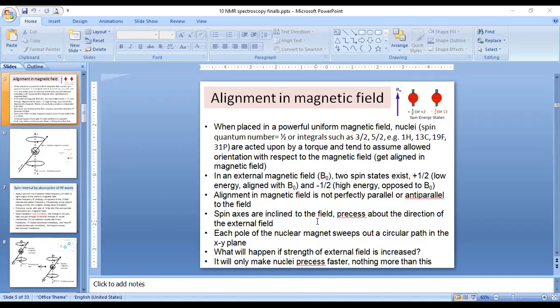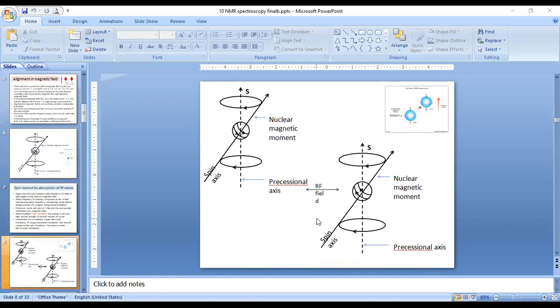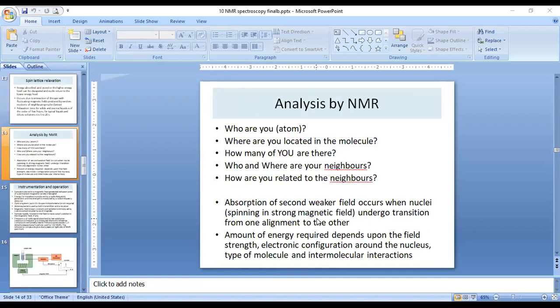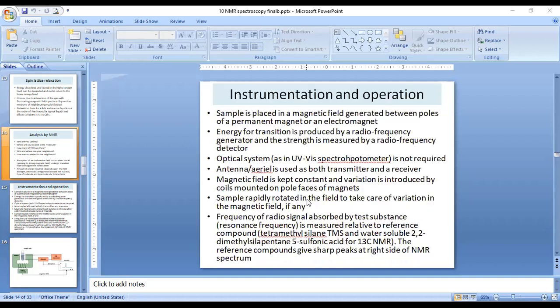And then I think I told you about, what did I tell you? What kind of analysis we do by NMR: which atom is present, where the atom is located in the molecule, how many of such atoms, that is the protons or the carbon 13, are present, where they are exactly present, who are the neighbors of that carbon. And based on that information, we try to find out the structure of a particular molecule.